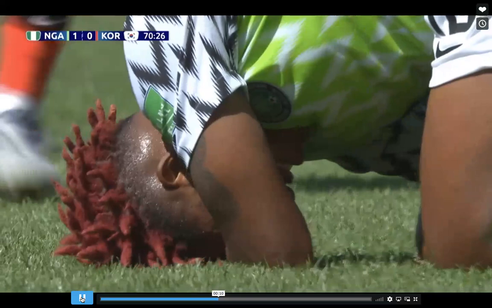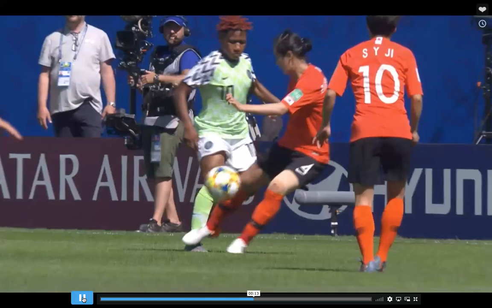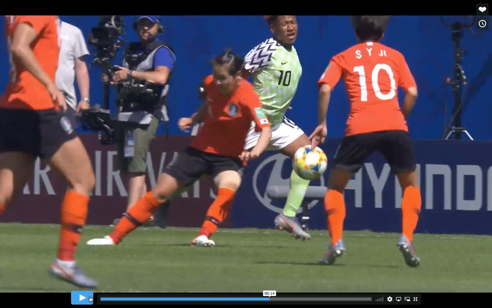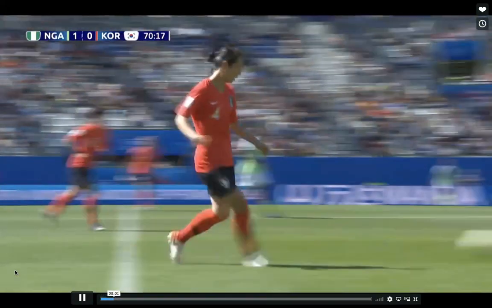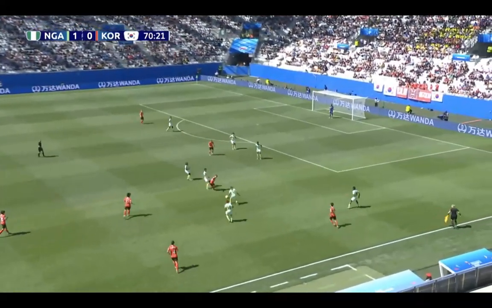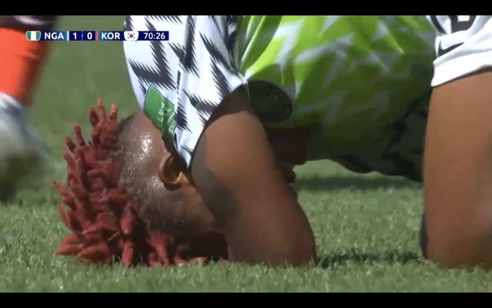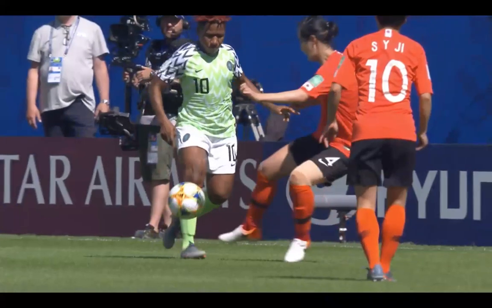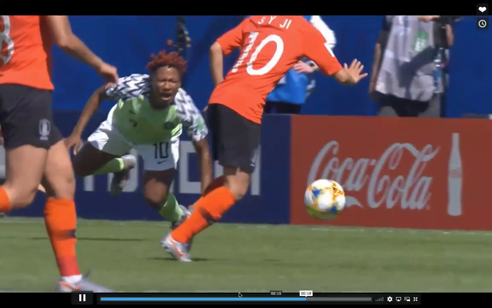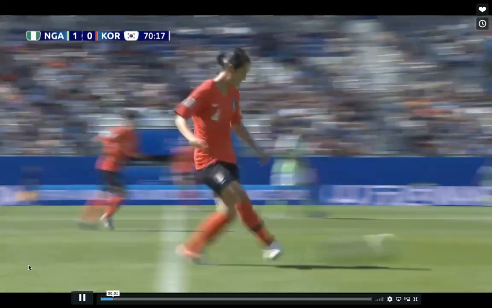Watch that one more time. I'll try to pause it a couple times during the contact. So let's watch it one more time. I'm going to let you watch it one more time so you get the sense of the speed of this one.